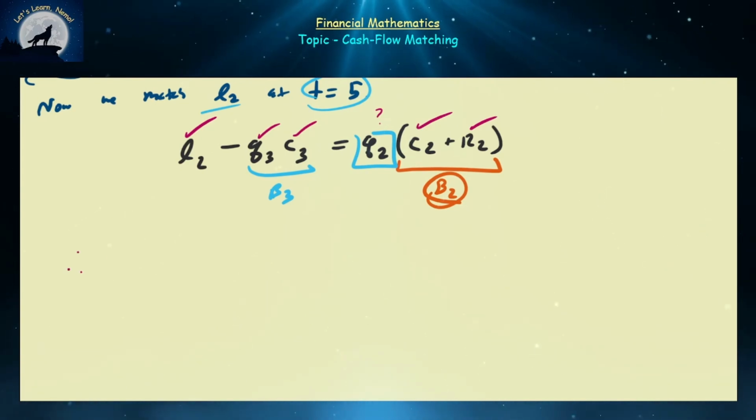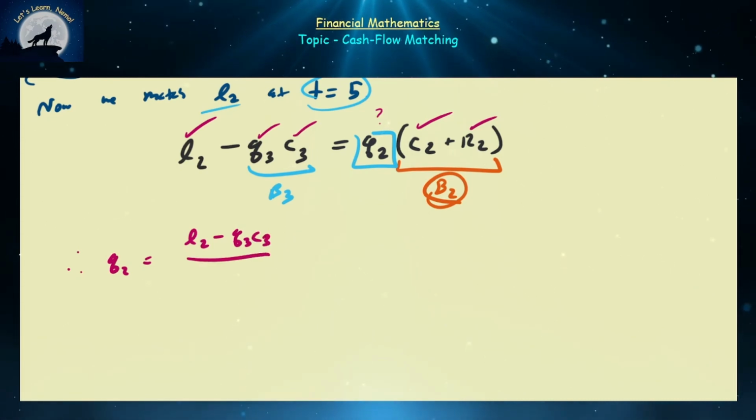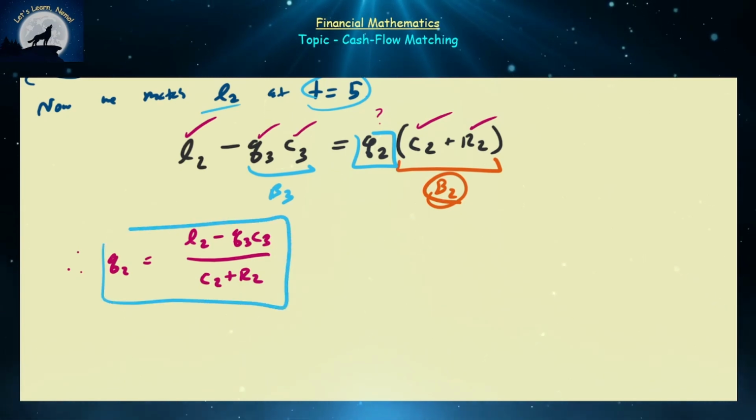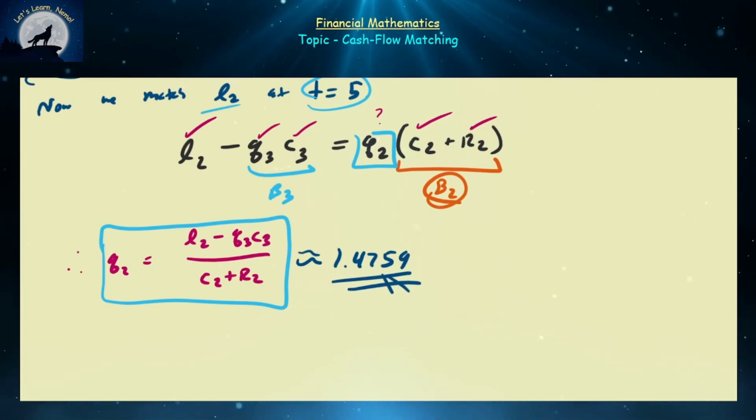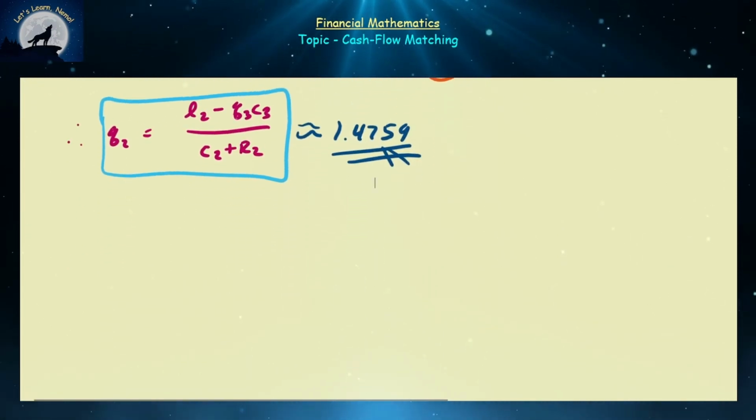So once I solve for Q2, I'm going to have Q2 equal to L2 minus Q3 times C3, all over C2 plus R2. And obviously you should be seeing, is there a pattern to these formulas? Once I have like 50 million stocks, the obvious answer is going to be yes. But once you plug in these numbers, you're going to have approximately 1.4759 shares of stock number 2, or bond number 2. Right? So let's just analyze this particular number.